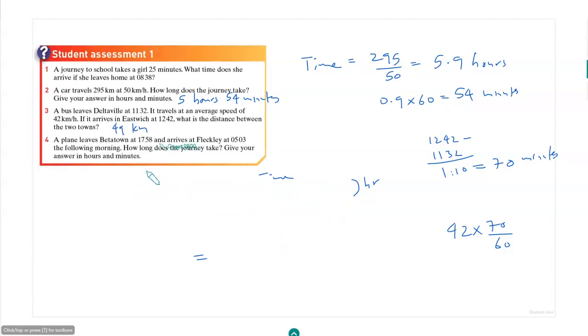Okay. How about the last one? A plane leaves Beta Town at 17:58, arrives at Fleckley at 5:03 the following morning. How long does the journey take? Give your answer in hours and minutes. So the plane leaves at 17:58 and arrives at Fleckley at 05:03. So 5:03 a.m., right? So how long does the journey take?